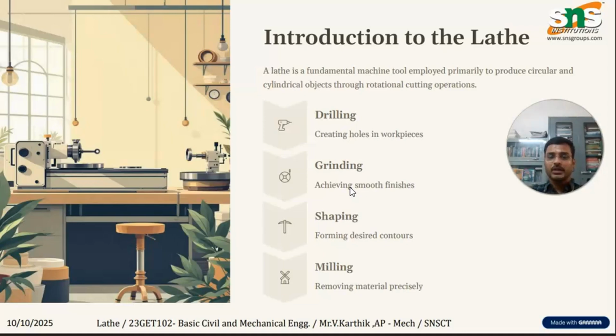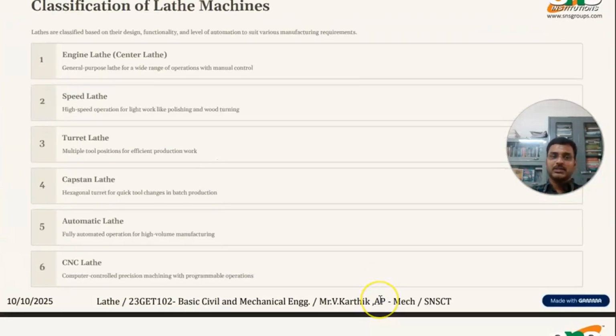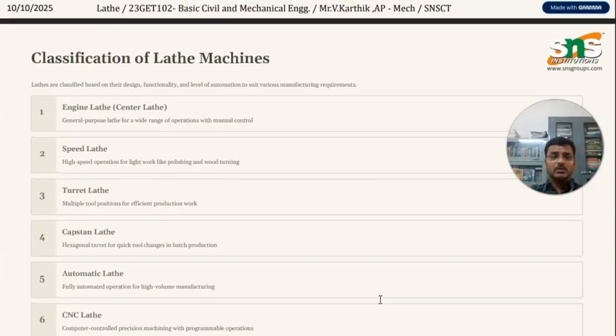Drilling is nothing but making a hole in any workpiece. Grinding is to make a smooth finish, shaping is forming desired contours, and milling is removing material precisely. The next one is the classification of lathe machines. The lathes are classified based on their designs, functionality, and levels of automation to suit various manufacturing requirements. Depending on these requirements, we have six types of lathe.